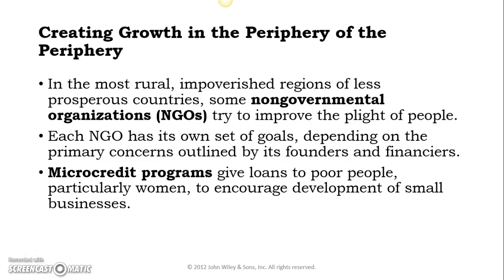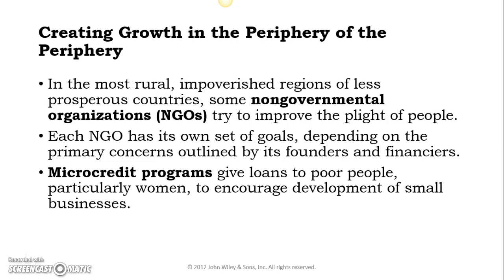It might just be that the government doesn't have the money to be effective. It might be that the government is corrupt, or that the leaders are inept, that they don't know what they're doing. There are lots of reasons why a government might not be effective, and non-governmental organizations oftentimes try to step in and fill that gap and create that improvement in terms of quality of life for people.